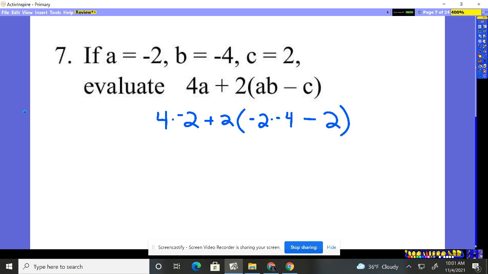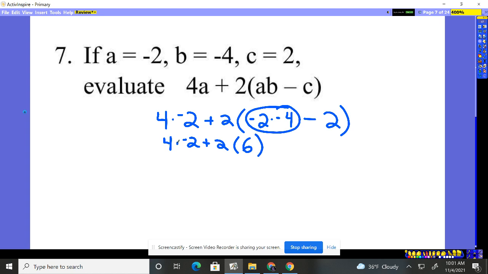All right, I'm going to do the parentheses first. 4 times negative 2 plus 2 times parentheses. Negative 2 times negative 4 is 8. And we'll go ahead. What's 8 minus 2? 8 minus 2 is 6. We have 6 in here.